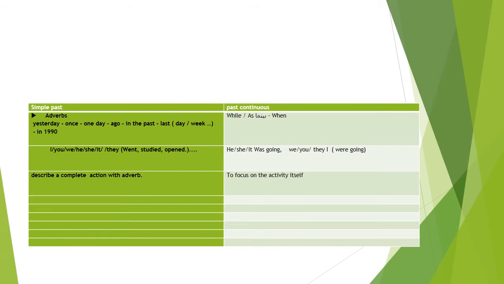The form of the simple past: I, you, we, he, she, it, they, with the main verb. The main verb is in the past tense: went, studied, and opened, etc. Simple past describes a complete action with adverb.